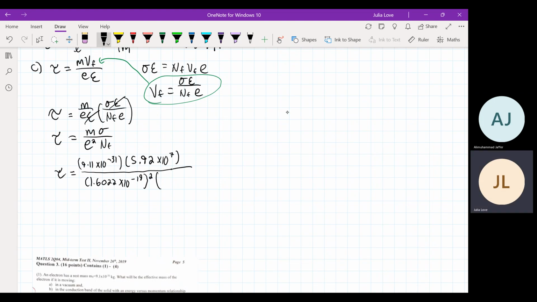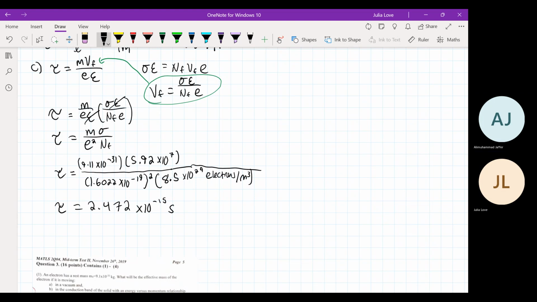And just make sure to convert this number here into meters. So solving this, we are given a time of 2.472 times 10 to the minus 15 seconds, so very small.